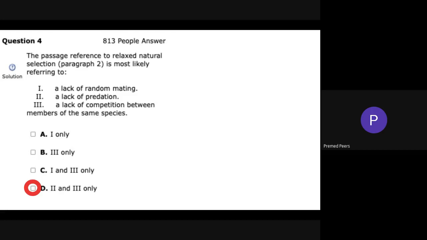So their explanation was that random mating occurs when there is a lack of sexual selection. And sexual selection is when species preferentially mate. Sorry, 2 and 3 are characteristics of sexual selection. So when you have competition, that's individuals fighting amongst themselves over who they're going to mate with, and predation kind of eliminates the weaker animals, so it's also a form of selection.